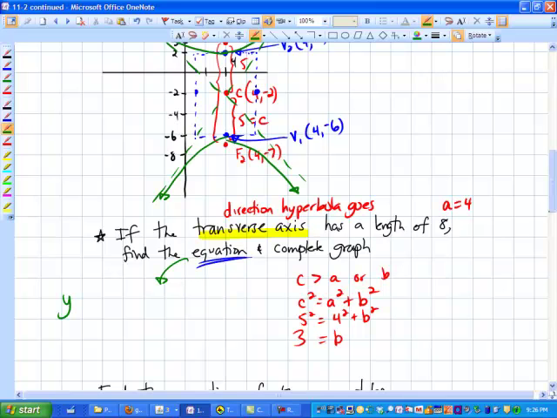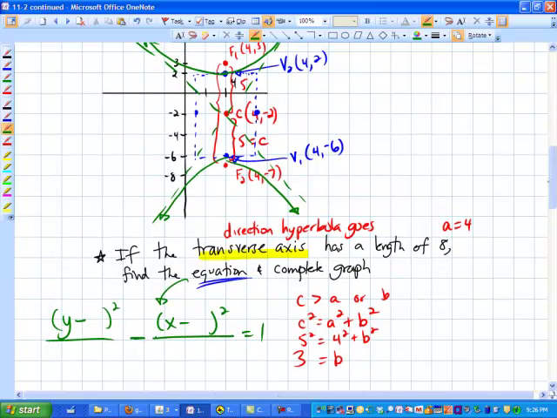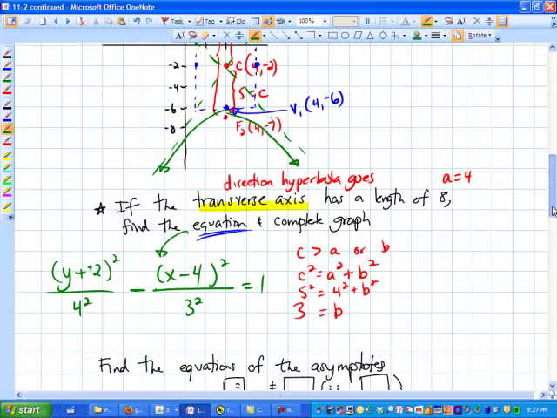Since this thing is going up and down, I know it's going to be y plus or minus something. And since it's a hyperbola, I know that it's a subtraction sign in there. And I know it's equal to 1. Since it was going up and down a distance of 4 units from the center, then this must be 4 squared. And since it was going left and right 3 units, that must be 3 squared. The center was at 4, -2.